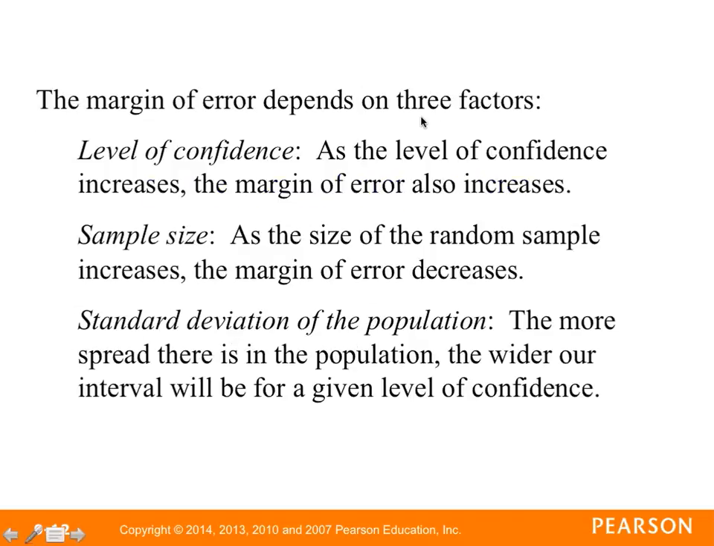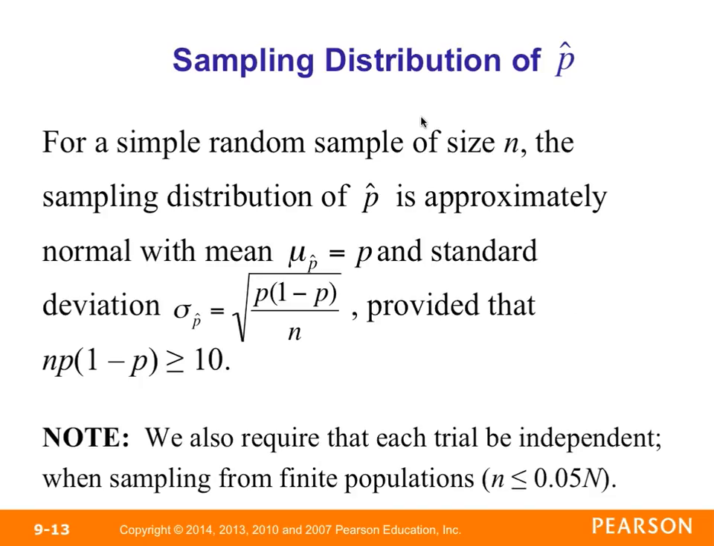Margin of error depends on 3 different things. It depends on level of confidence, and as the level of confidence increases, the margin of error is also going to increase. Sample size: as the sample size increases, the margin of error is going to decrease. And then standard deviation. The more spread that there is in a population, the wider our interval will be for some given level of confidence.